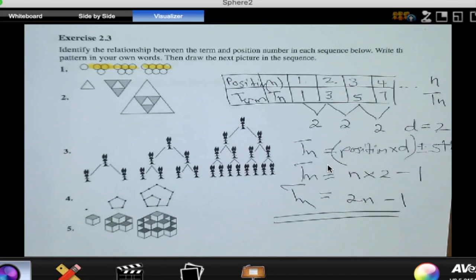Okay, do you agree, guys? So starting at 1, add 2 to get 3, continue adding 2 to get your next terms.